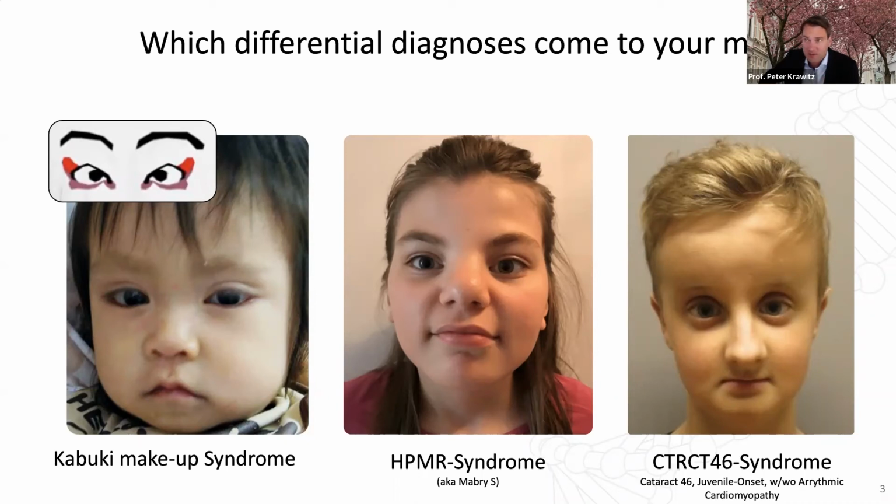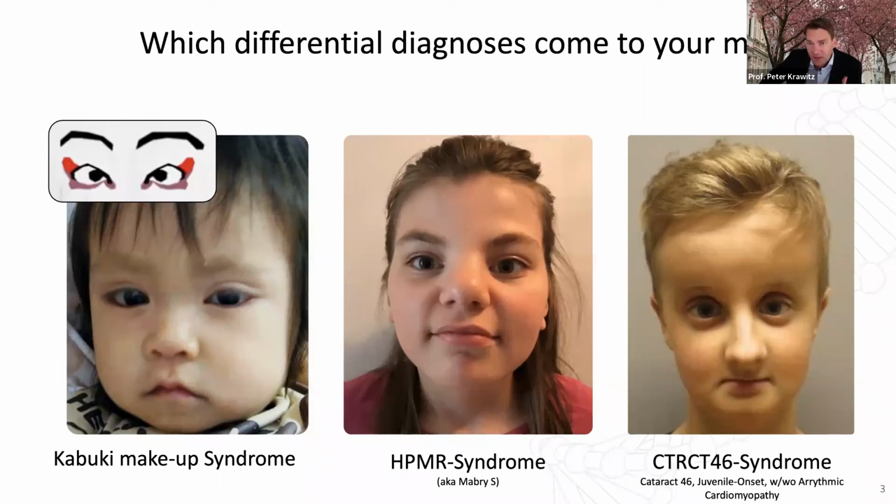People who know me often also get the Mabry syndrome or HPMRS, because I like to show it. I'm very interested in this disease, but it's a tougher question because it's less frequent. And the one on the right-hand side, well, you can now answer it because Karen already showed this patient, but it is so rare that most people don't even know the name that OMIM used to describe it. It's basically an acronym from characteristic features that these patients have: a cataract and a juvenile onset of arrhythmia and cardiomyopathy.